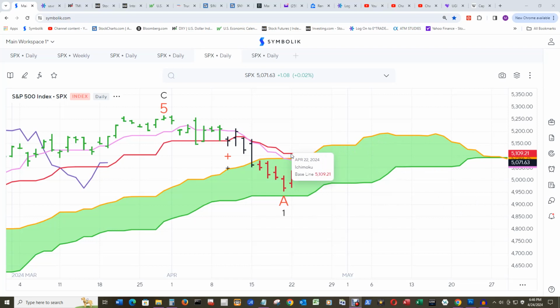However, more than likely, the baseline and the conversion line will end up within the cloud, and price will be contending with those two within the cloud, either trying to get the conversion line back up above the baseline or just struggling to get above the baseline and start moving up.